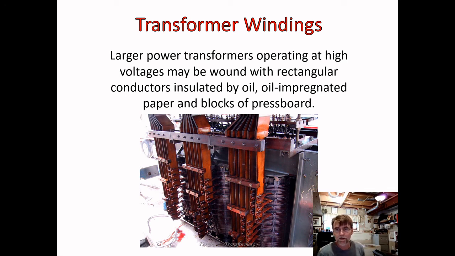Larger power transformers operating at much higher voltages may be wound with rectangular conductors insulated by oil-impregnated paper and blocks of pressboard. So it's a considerably more complicated arrangement. Okay, we've got to make sure at high voltages that we can't defeat the insulation. What that means is that if the voltage is high enough, it could potentially push the current through our insulating material. Okay, that's what a spark is.